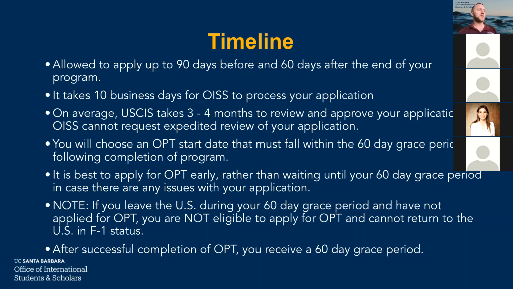If you do leave the US during your 60-day grace period and have not applied for OPT, you are not eligible to apply for OPT and you cannot return to the US in F1 status. After successful completion of OPT, you do receive an additional 60-day grace period. You have 60 days to leave the US, or you could transfer to a new academic program at that time. Like I mentioned before, you cannot apply for your STEM OPT period during that 60-day grace period. So you have to actually apply for your STEM extension before the end of your first year of OPT.